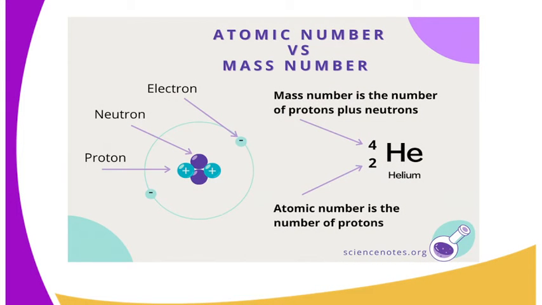As you can see there, the mass number is on the upper part and the atomic number is on the lower part. The mass number is the number of protons plus neutrons, and the atomic number is the number of protons, which is also equivalent to the number of electrons.